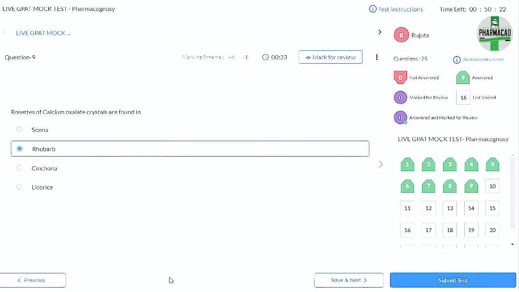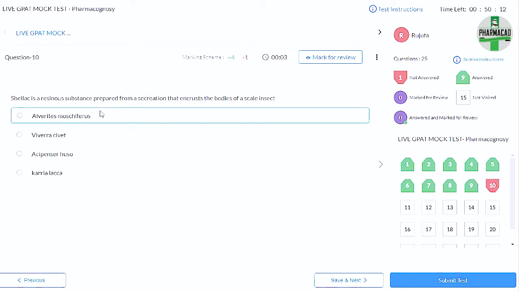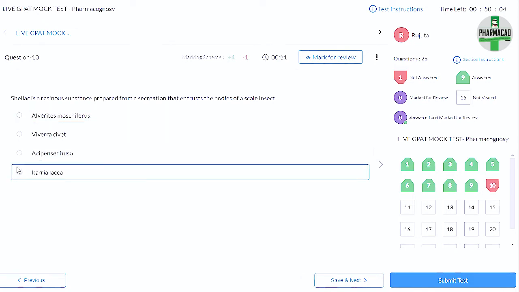Acicular crystals are seen in which drug? Some drugs that you can recollect, important drugs. Now, shellac is a resinous substance prepared from secretion that encrusts the bodies of a scale insect. Which is the scale insect? Option D, Kerria lacca.